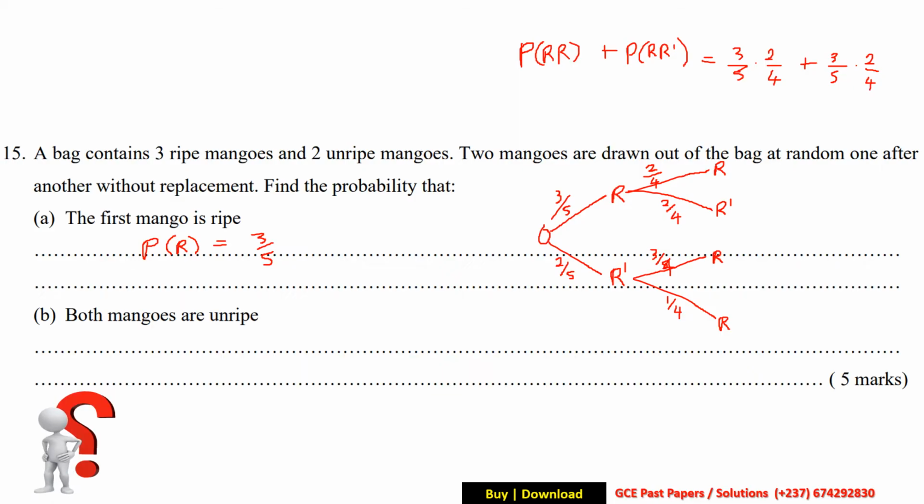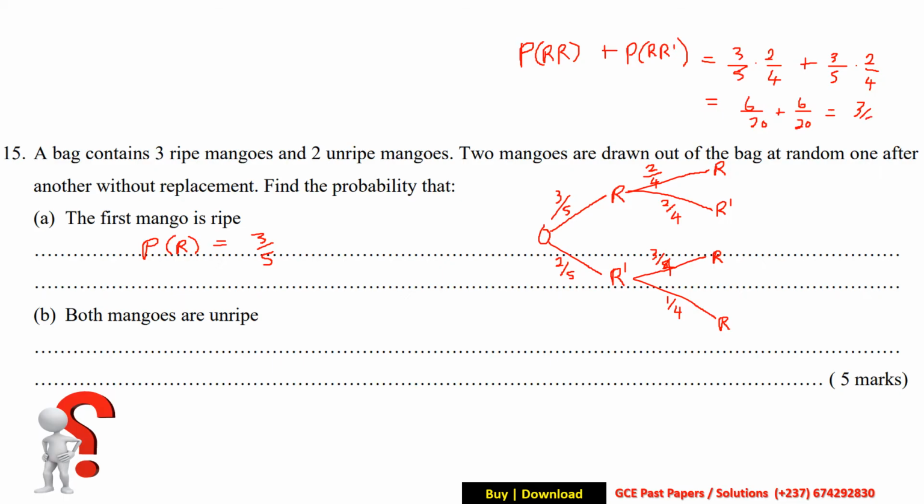So what will this give us? This will give us 3 times 2, 6, so we have 6 on 20 plus 6 again on 20. What does this give us? 12 on 20, right? And when you take 12 on 20, you divide all through by 4, it still gives us 3 on 5.